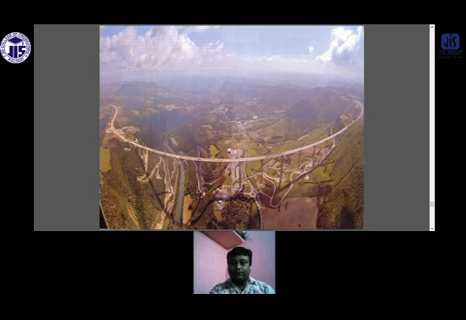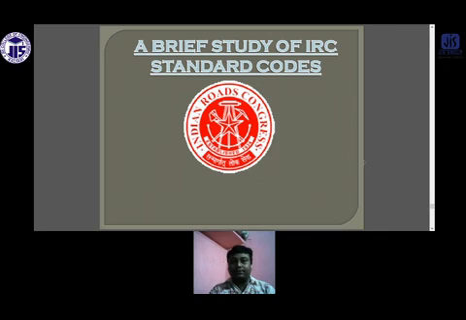This is also a cable-stayed bridge. You can just imagine the height of the pier or the pier cap. So this is one of the most dangerous and technically sound bridges in the world.